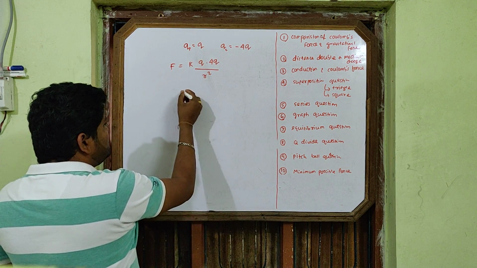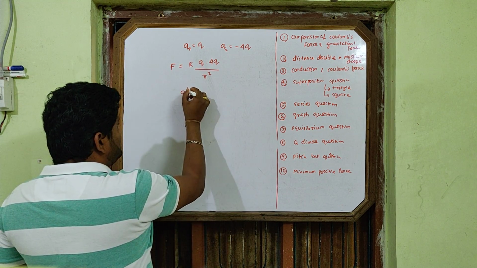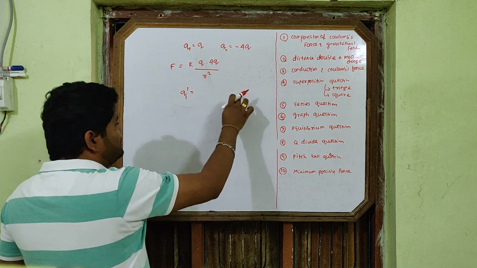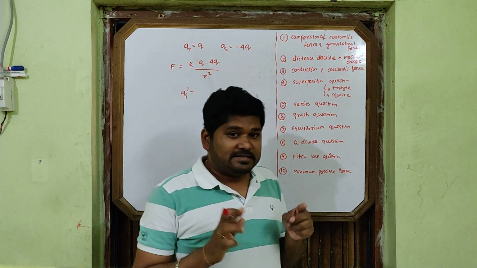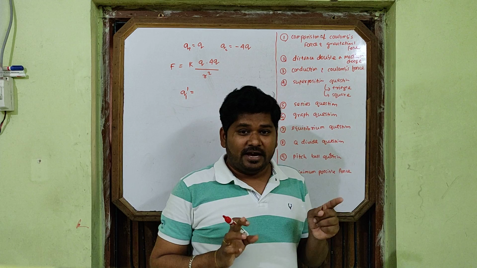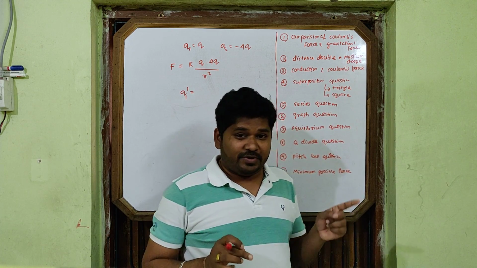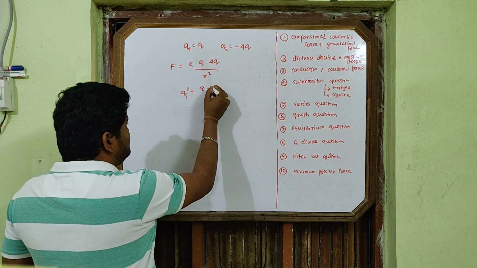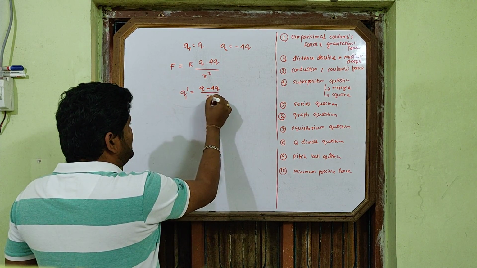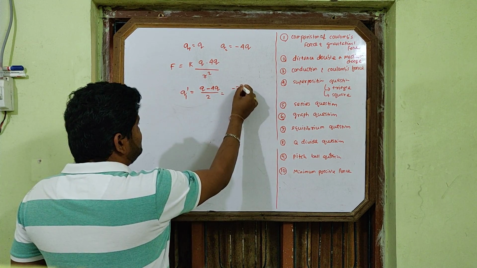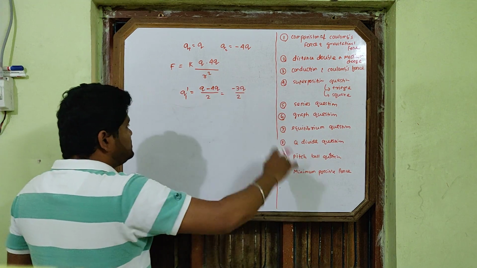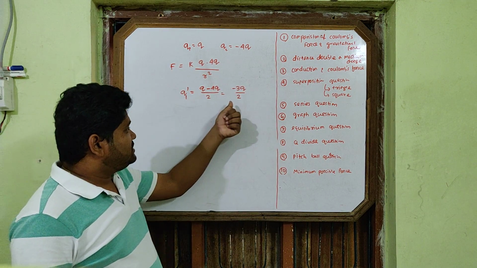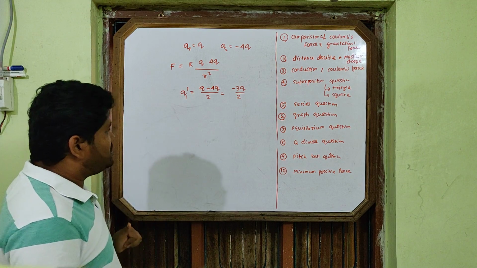But when they come in contact, what will be the charge now? Q1 dash. Both bodies are identical, same in size, same material. Otherwise, you can't solve this question. So the charges are equally divided: Q minus 4Q by 2, which comes to minus 3Q by 2. So this is now the charge of each body, minus 3Q by 2.